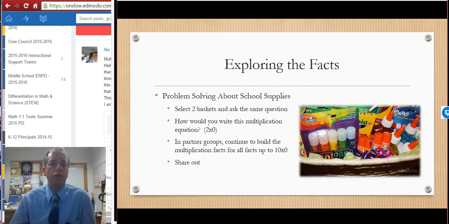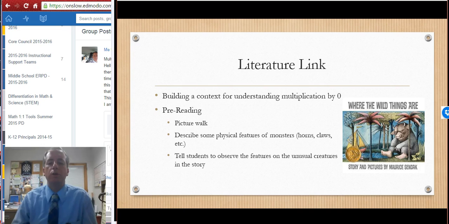Can they create the chart that shows 1 times 0 is 0 and 2 times 0 is 0? And ideally, we probably want them to be drawing that as well, right? So we've got maybe some small pictures of the baskets, and there's no glue sticks in any of them. So it just continues to be 1 times 0, and 2 times 0, 3 times 0. So that kids are starting to not just know that 3 times 0 is 0, but to understand what that means when I say 3 times 0.